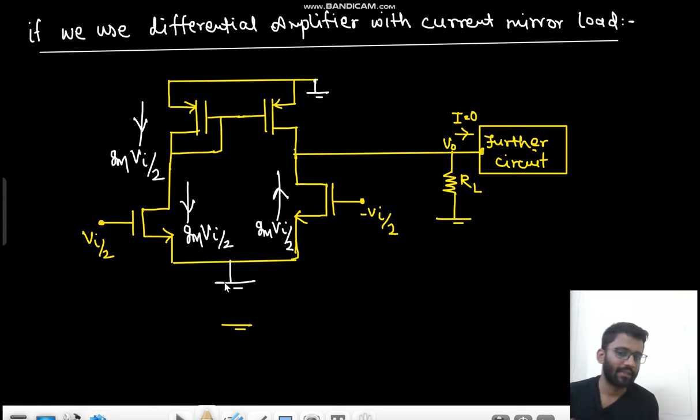This is shorted here. This current here will be gm Vi by 2, or you can say this current is flowing here, so this current is gm Vi by 2. Basically here I have gm Vi by 2 current.